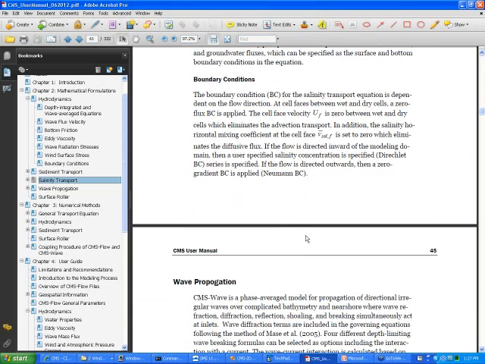I don't think I want to spend too much time on salinity. I see there's more questions.